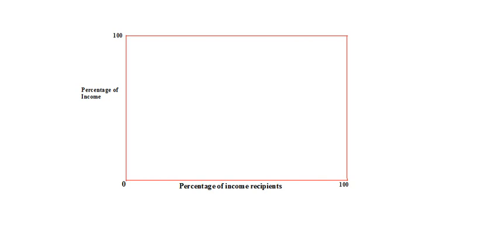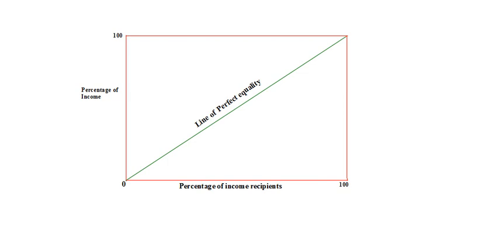Let us try to understand it with the help of a diagram. As you saw in the previous diagram, we have plotted the percentage of income recipients on the x-axis and the percentage of income on the y-axis. Let's go further. This is known as the line of perfect equality. It's a 45-degree line which passes through the center of this rectangular box.